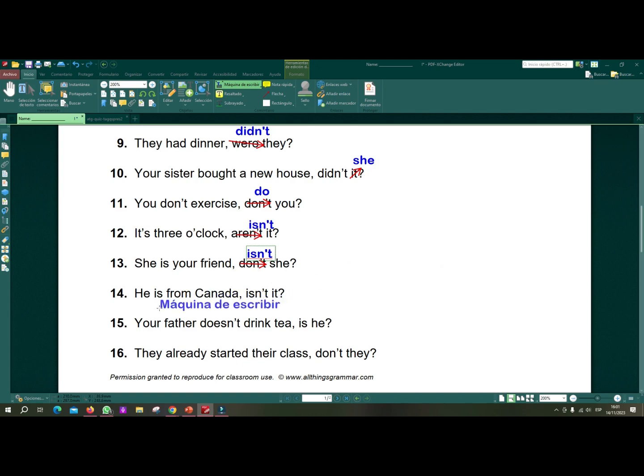Right? 14. He is from Canada. Isn't it, Mr. Mario? Which could be the mistake in the number 14? He is from... Isn't he? Excellent. Isn't he, right? Good. That will be that one. He is from Canada, isn't he?